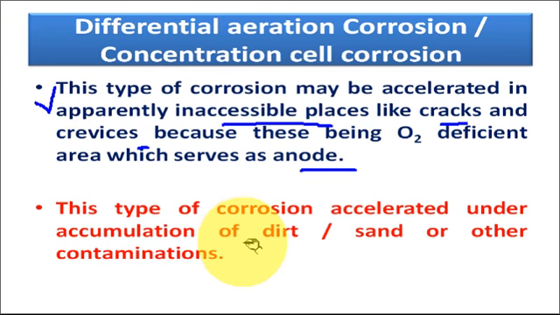Similarly, this type of corrosion is accelerated under accumulation of dirt, dust and sand particles, because the surface which is covered by the impurities is now less oxygenated. So, these surfaces behave as the anode and the other surfaces of the metal behave as the cathode. So, corrosion starts, and this type of corrosion is differential aeration corrosion.